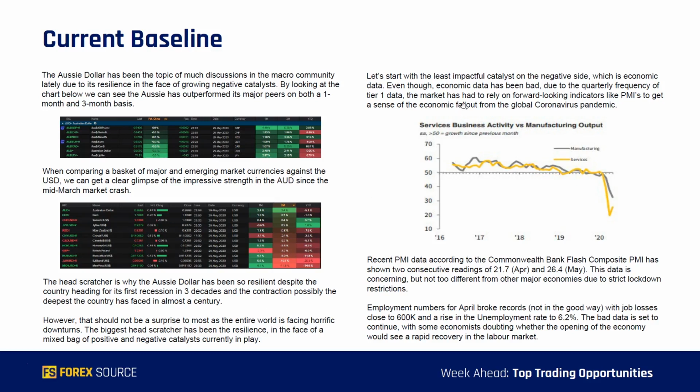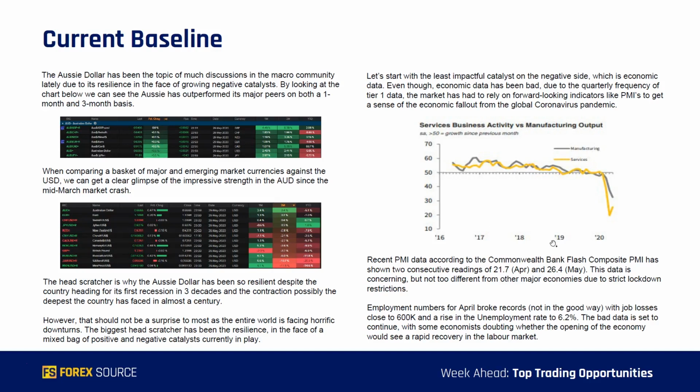Now, starting with the economic data, it's been the least impactful point for the Aussie recently. Even though the economic data has been bad, the market has had to rely on mainly forward-looking indicators due to the quarterly frequency of Tier 1 data coming out of Australia. Recent PMI data, according to the Commonwealth Bank Flash Composite, has shown 2 consecutive readings, one of 21.7 in April and 26.4 in May. Now, these data points are concerning, but not too different from any of the other major economies due to the strict lockdown restrictions we've seen.